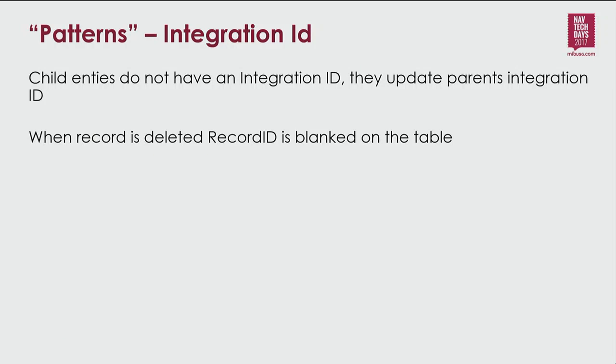And child entities, they don't have an integration ID. They just update the parent. So a sales line will never get an integration ID. The sales record will have an integration ID. And when the record is deleted, we blank the record ID on the table.